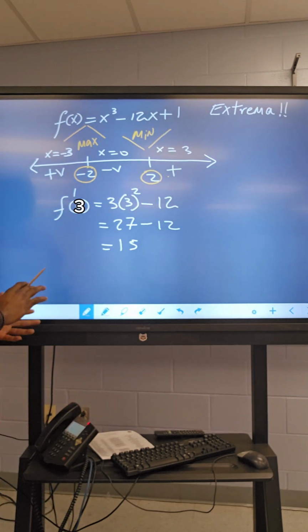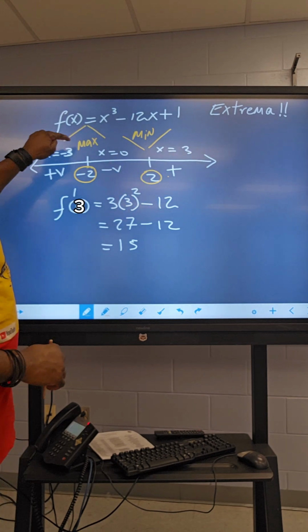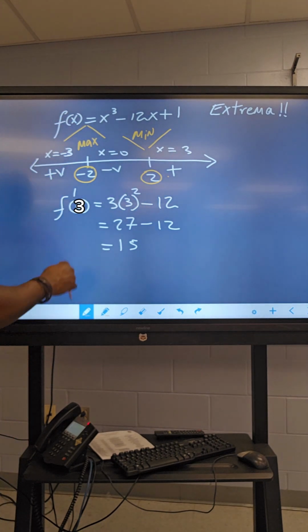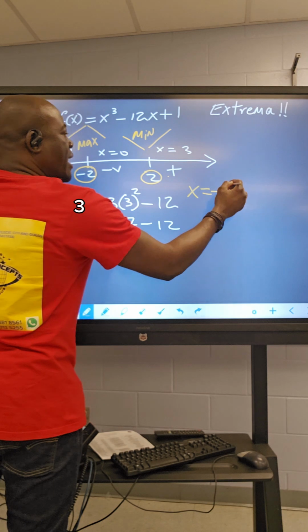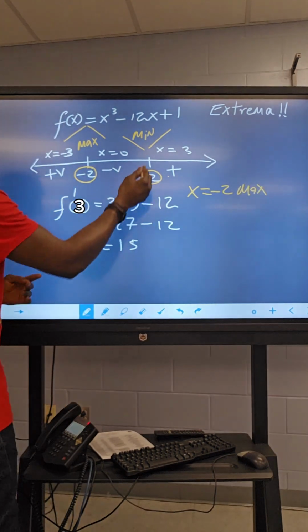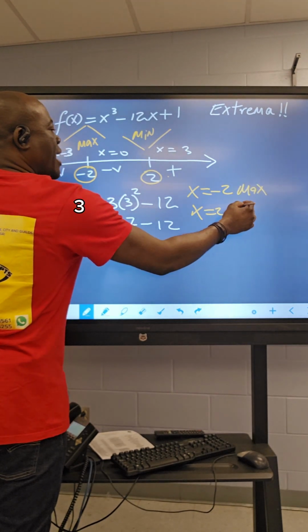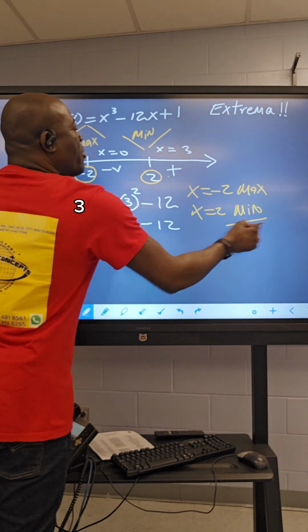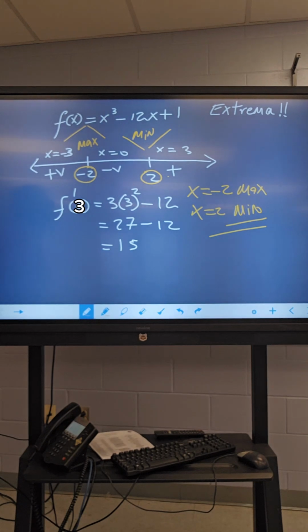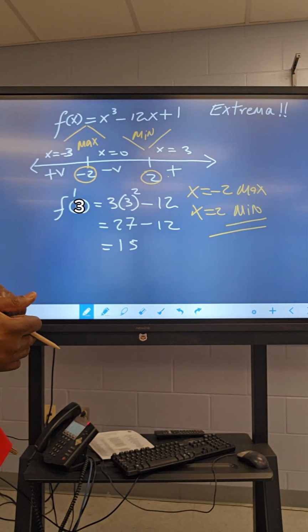So we're definitely seeing here that the extrema that we have, we actually have a maximum at x equal to negative 2. This is a max that we got. And at x equal to positive 2, we actually had a minimum right there. So there it is, and that is how you could quickly find your max or your minimum based on this method.